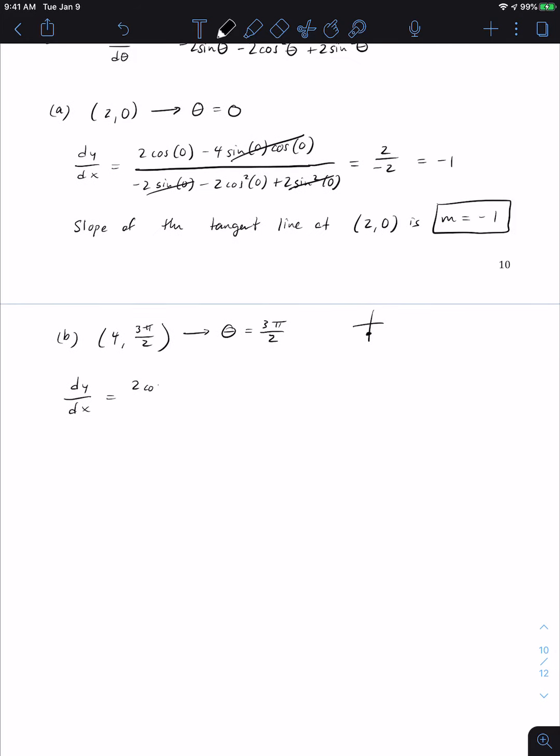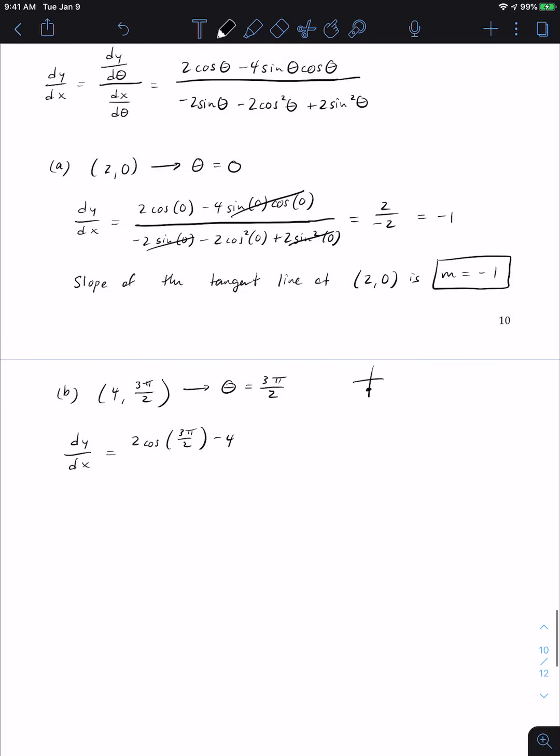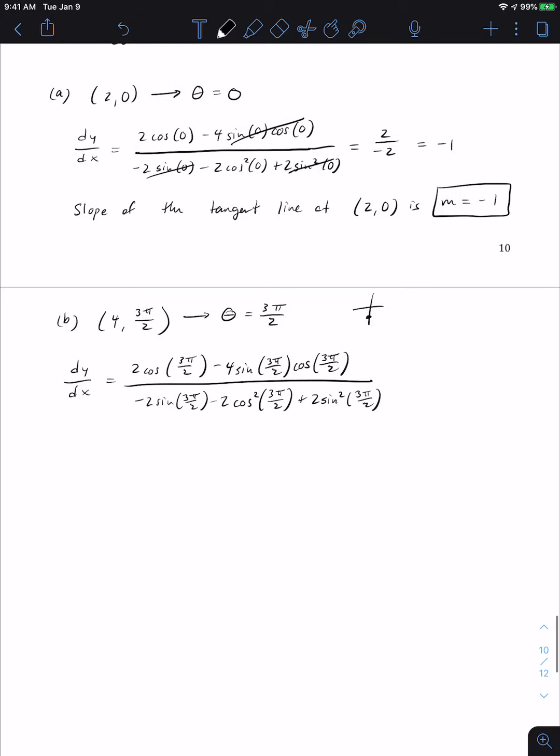So I did 2 cosine at 3 pi over 2 minus 4 sine at 3 pi over 2 cosine at 3 pi over 2, minus 2 sine at 3 pi over 2 minus 2 cosine squared at 3 pi over 2 plus 2 sine squared at 3 pi over 2. So notice at 3 pi over 2, my cosine is 0. So that's going to go away. That's going to go away. So my numerator is actually 0.